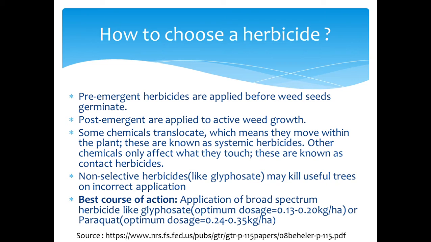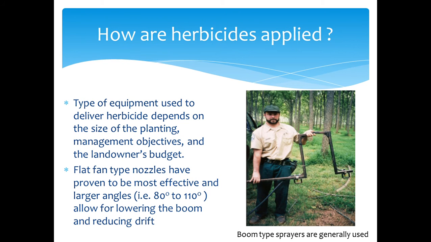Our best course of action while applying a herbicide is use of broad-spectrum herbicides like glyphosate or paraquat, and applying it in optimum dosage. Herbicides are applied via a variety of equipment such as boom-type sprayers, ATV sprayers, mounted sprayers, etc. The type of equipment used depends on planting site and landowner's budget.